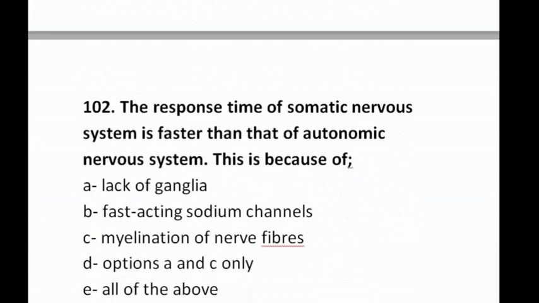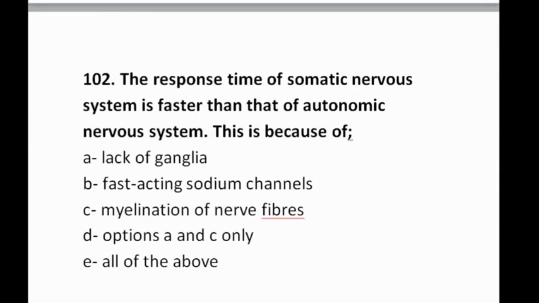Now moving on to the next MCQ. The response time of somatic nervous system is faster than that of autonomic nervous system. This is because of: option A is lack of ganglia, B fast acting sodium channels, C myelination of nerve fibers, D options A and C only. Option E is all of the above.